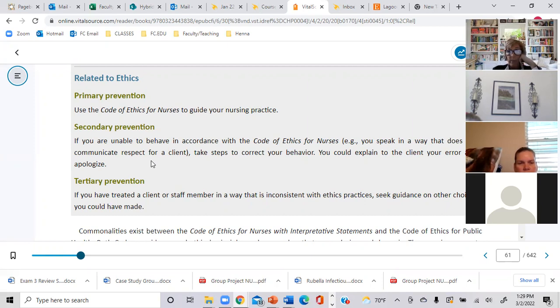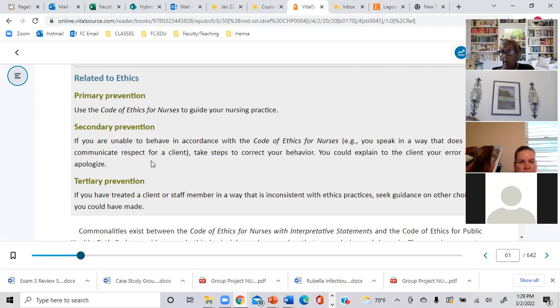Why is that primary? What is it doing? If you are using your code of ethics for nurses to guide your nursing practice, you are trying to prevent any problems, correct? Because you're educating yourself on the code of ethics to guide your nursing practice. So it's more of a prevention, right? If you're operating within the scope of your code of ethics, you're trying to prevent any problems, correct?